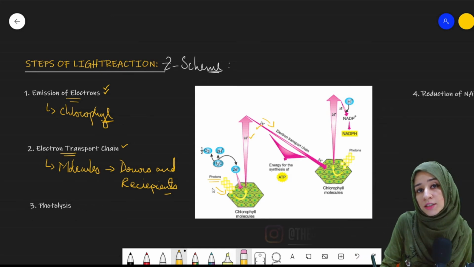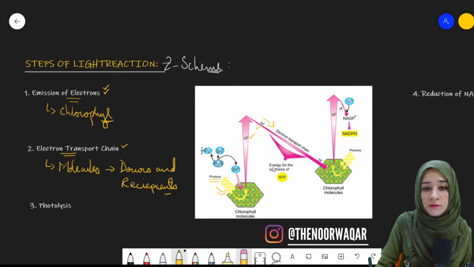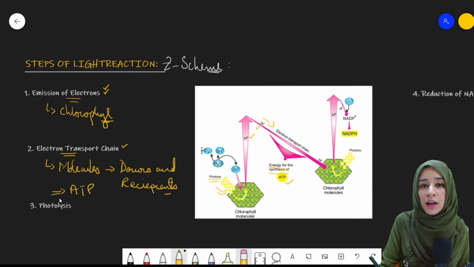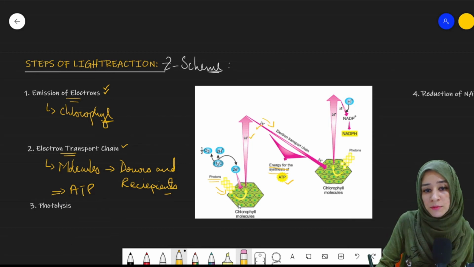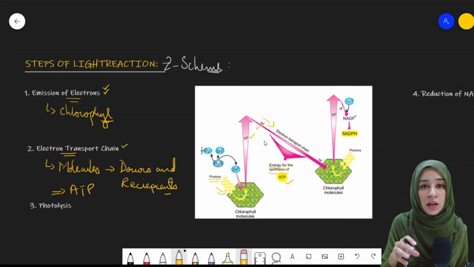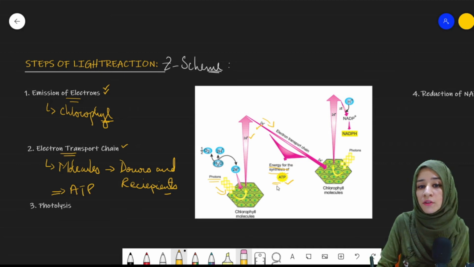Because of the movement of these electrons, what will happen? Energy will be released. Because of that energy release, there will be synthesis of the first high energy molecule, which is ATP, adenosine triphosphate. So, what we have studied till now: the emission of electrons from the chlorophyll molecule because of the presence of light energy. Those electrons will then move into the electron transport chain. That electron transport chain is responsible for producing energy, which is then utilized for the production of ATP, that is a high energy molecule. Okay?